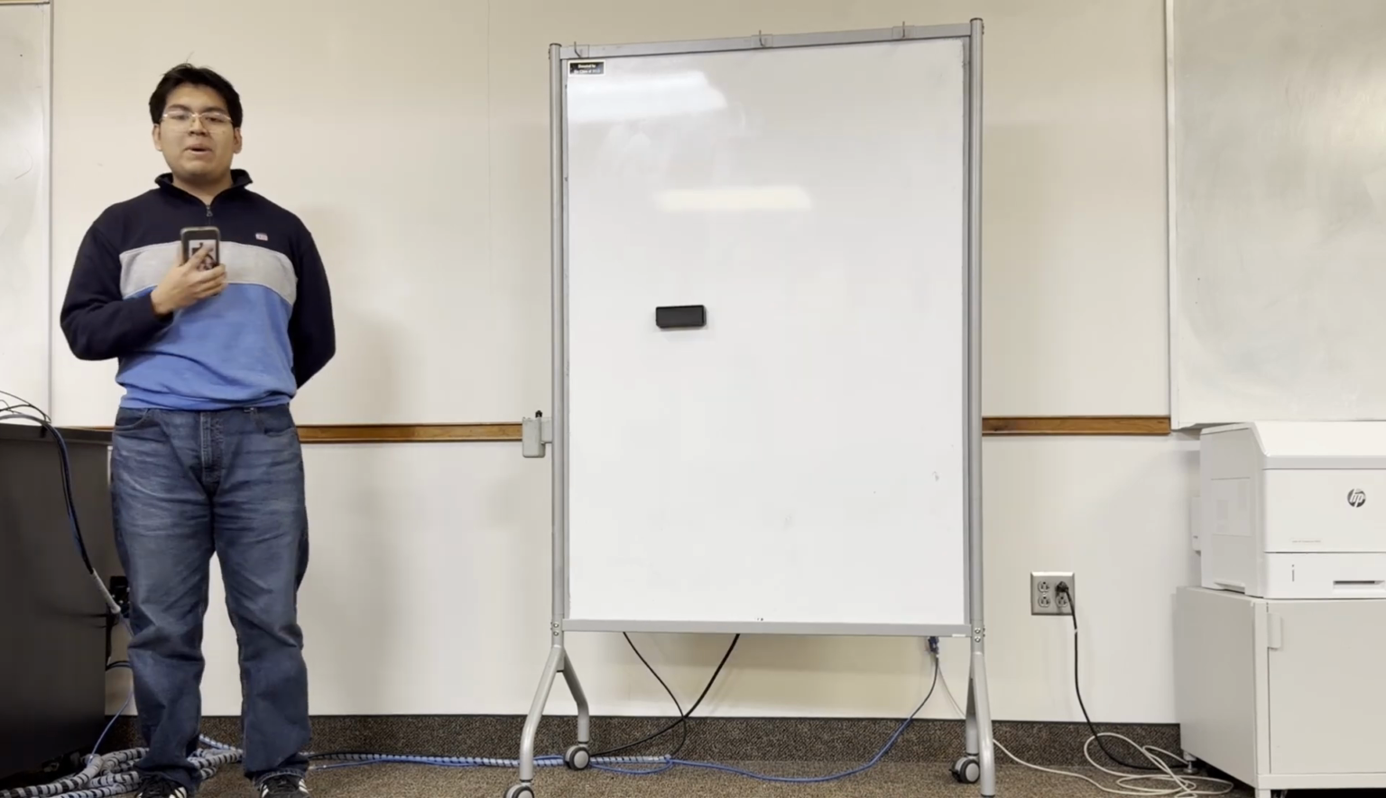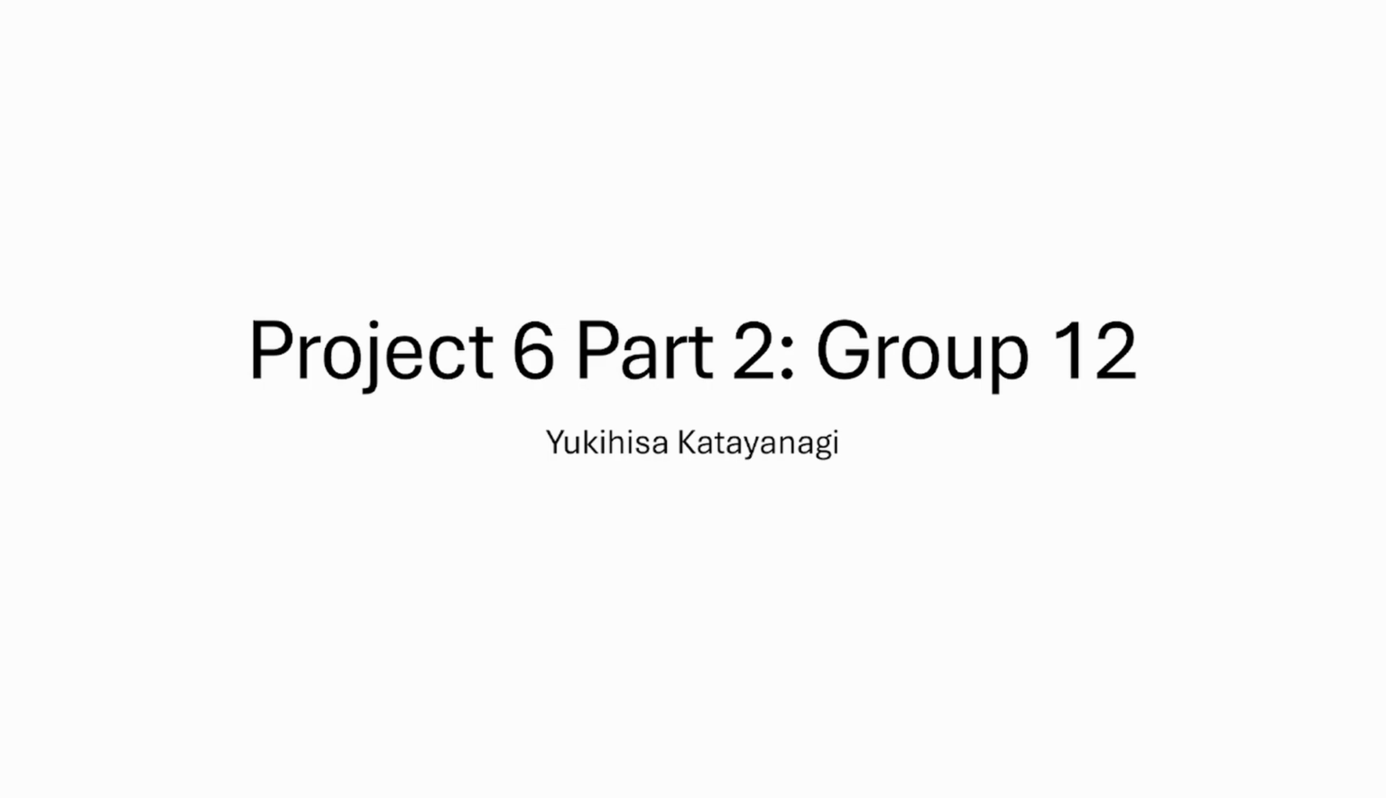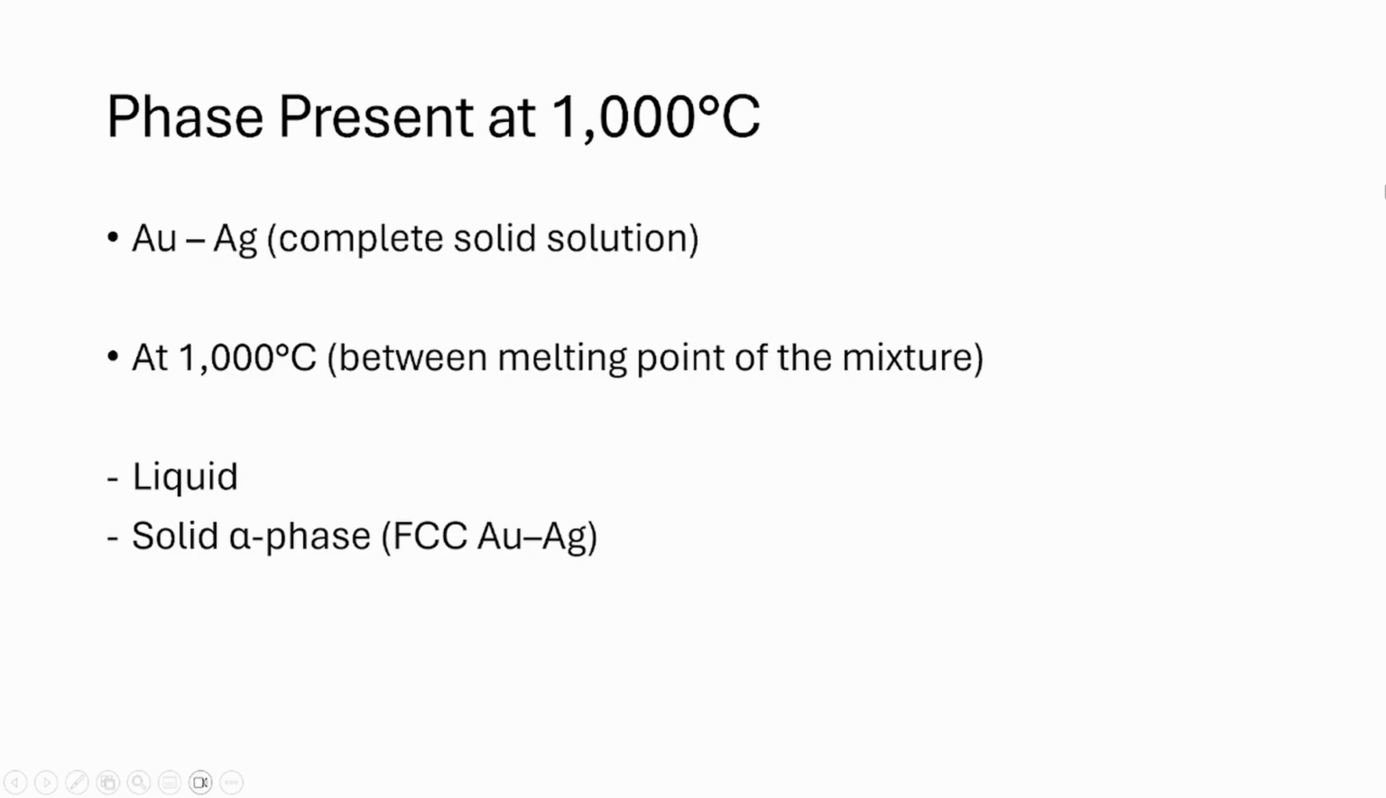Now I'll pass it on to Yuki to talk about question 2 of Project 6. This is Project 6, Part 2 of Material Science. I'm Yuki from Group 12, and today I'll be talking about what phases are present in the gold-silver mixture, what is the mass of each phase, and what is the gold mass portion of each phase.